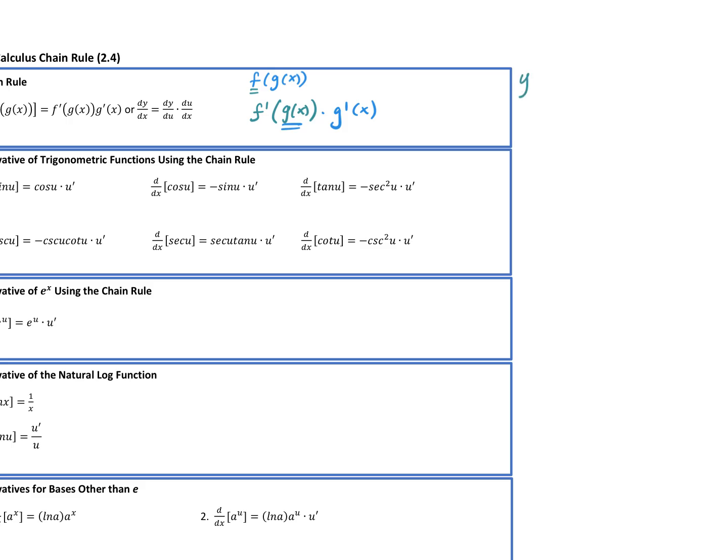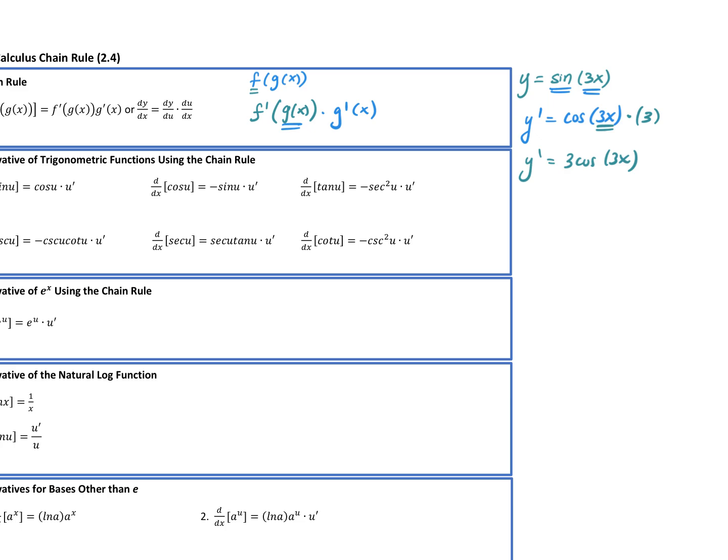For example, let's say we had y equals sine of 3x. The outside function is sine of x. I take the derivative of that. I rewrite the inner function. Whatever it is, you just write it, but then you multiply it by the derivative of the inner piece, which is 3. We end up with 3 cosine of 3x.